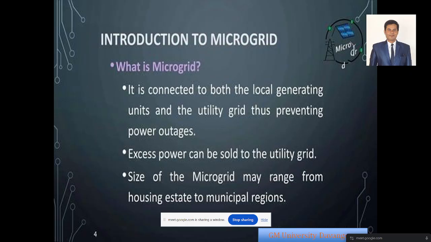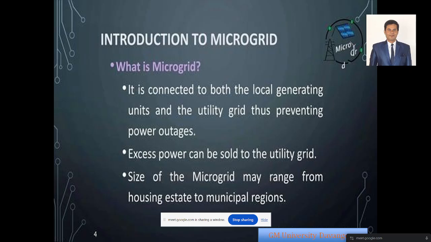All right. So what actually is a microgrid? It is connected to both the local generating units and the utility grid, right? So thus preventing power outage. If you see the microgrid, it is like a small grid where local generation will be there and also the utility grid will be there, right? So it will try to avoid blackouts and power outage for the consumers, right? Excess power can be sold to the utility grid also. So once you generate the power, you can sell it to the utility grid also, right? That is one of the benefits of microgrids.